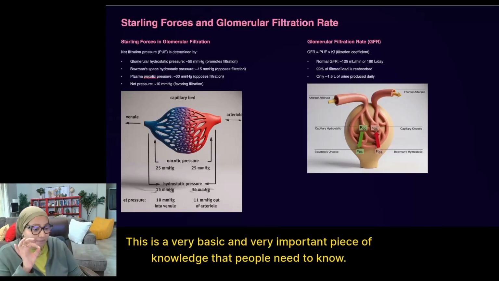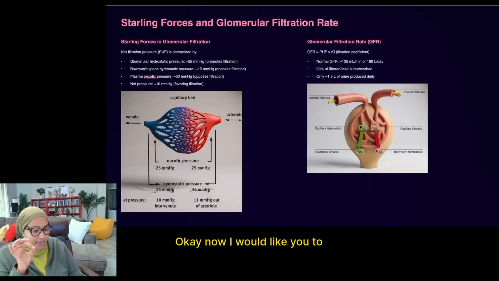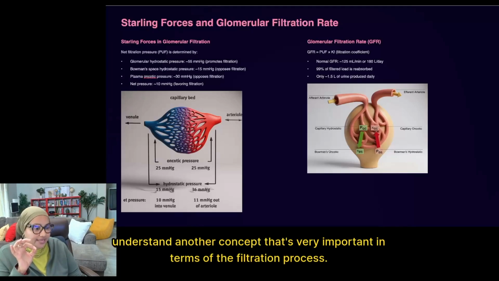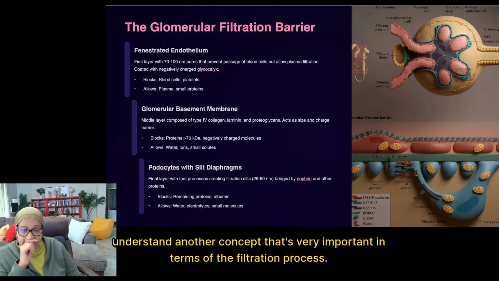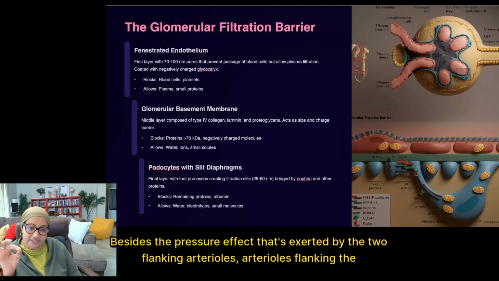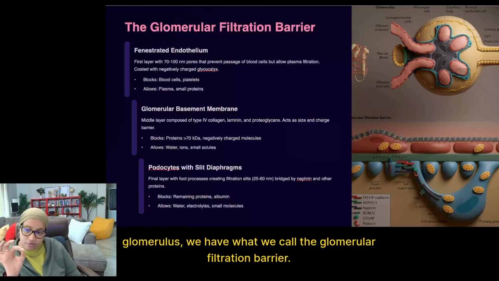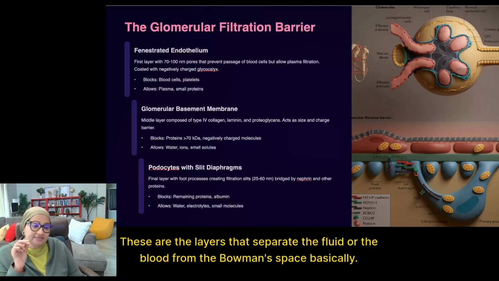This is a very basic and very important piece of knowledge that people need to know, okay? Now, I would like you to understand another concept that's very important in terms of the filtration process. Besides the pressure effect exerted by the two arterioles flanking the glomerulus, we have what we call the glomerular filtration barrier. These are the layers that separate the blood from the Bowman's space, basically. Okay? Blood and Bowman's space.